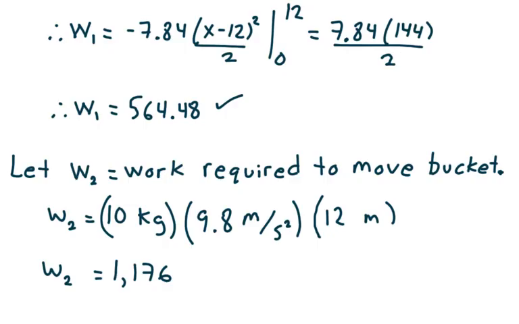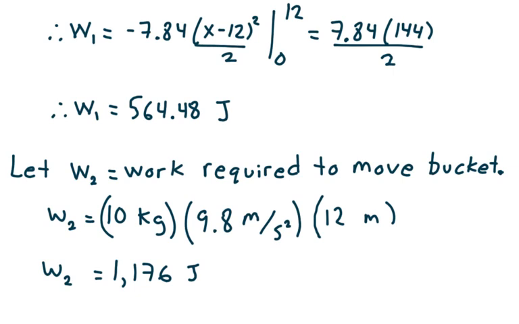Before we find W2, the units for W1 is joules, which I'll call J. Now, let W2 equal the work required to move the bucket. So W2 is 10 kilograms, that's the mass of the bucket, times 9.8 meters per second squared times 12 meters. And so W2 is 1,176 joules.